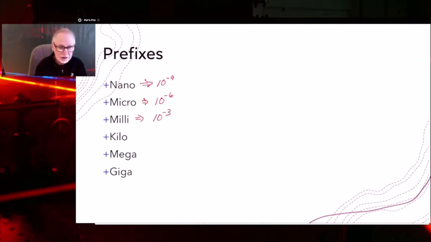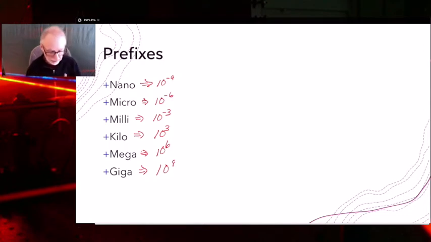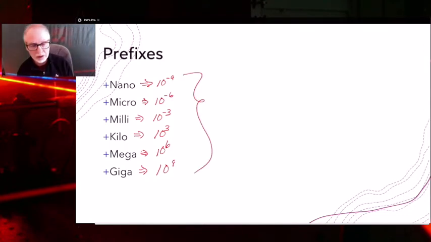And then moving to the other side of things, kilo corresponds to 1,000, or 10 to the third. Mega corresponds to 1,000,000, or 10 to the sixth. And finally, giga is 1,000,000,000, and that's 10 to the 9th. So these are all important prefixes that will be attached to the basic units we're going to use. So it's important that you know what the meanings of these prefixes are when we talk about various kinds of measurements and various kinds of properties.